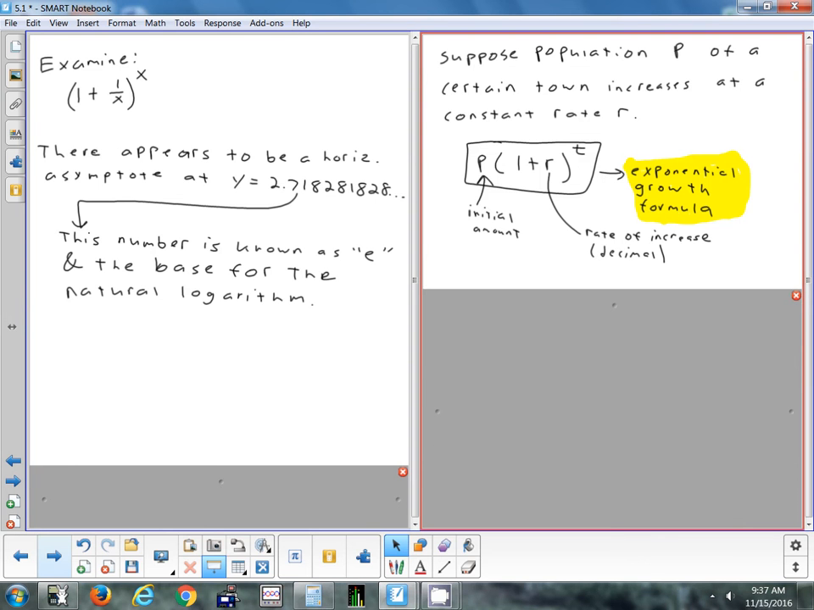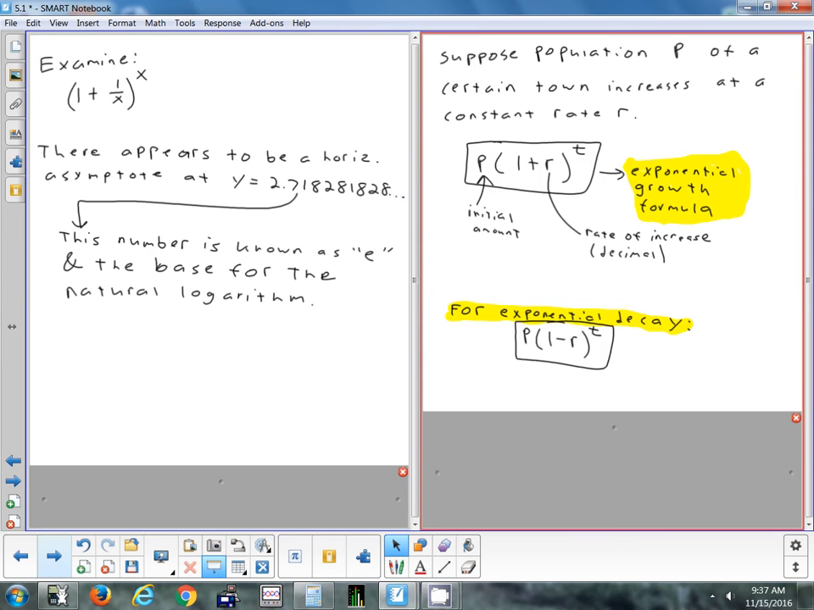Okay. Now after 3 hours, it's going to be 800. But how do you think I could write that one? 100 times 2 to the third. And then how about after t hours? 100 times 2 to the t.